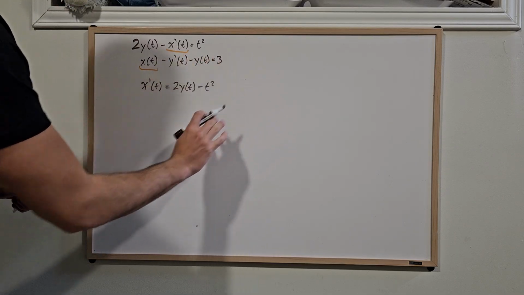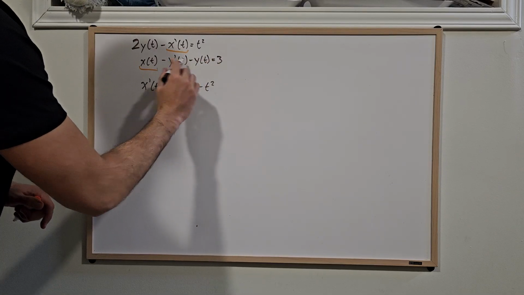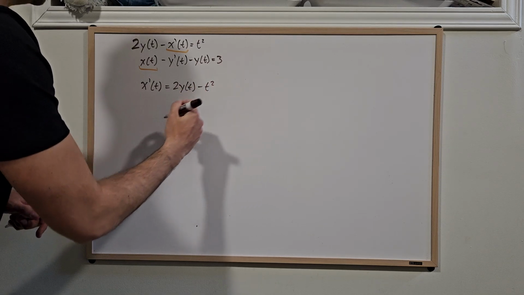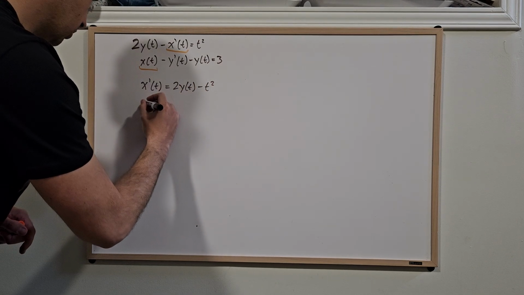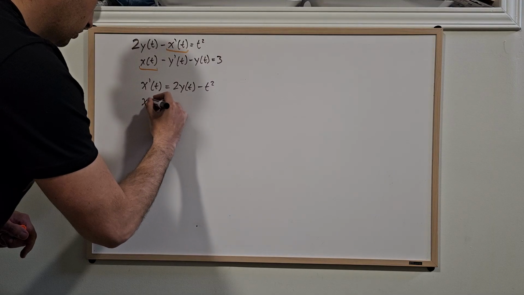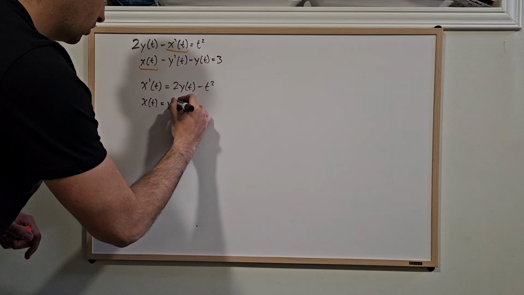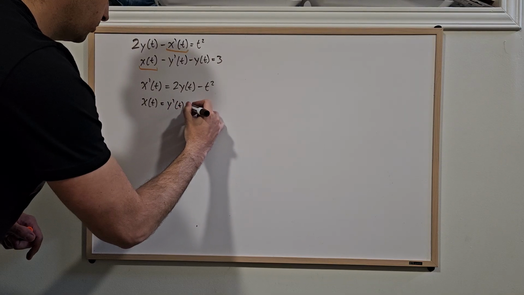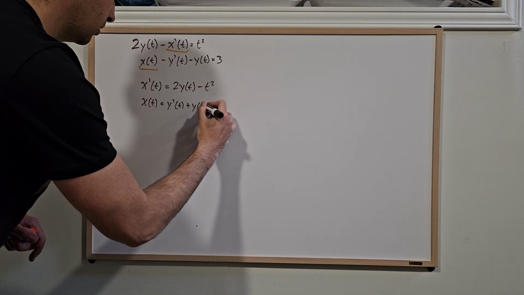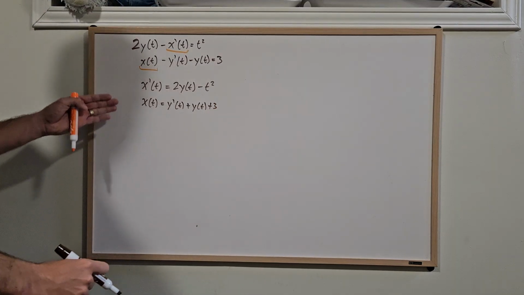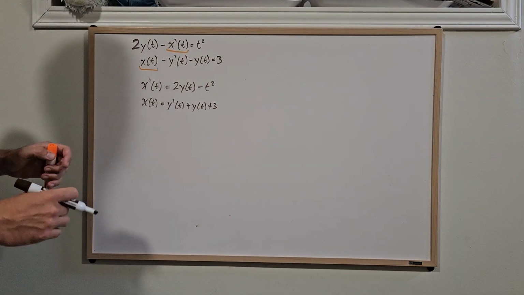Here, I push everything else over, except for the x of t, to the other side, so this is going to become positive y prime of t and minus y of t, okay? So, here we go. x of t is equal to y prime plus y plus 3, okay? So, this looks a little bit more manageable, okay?